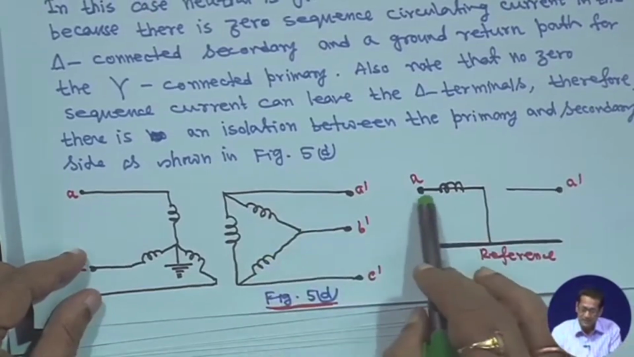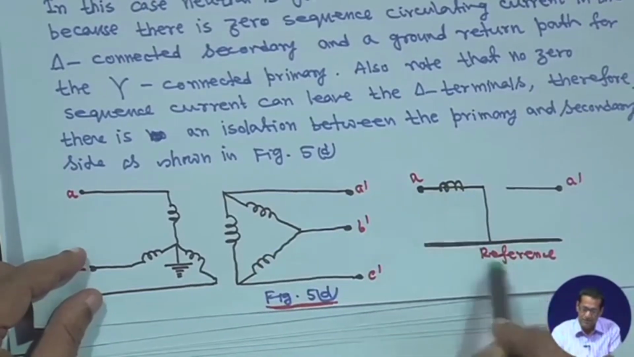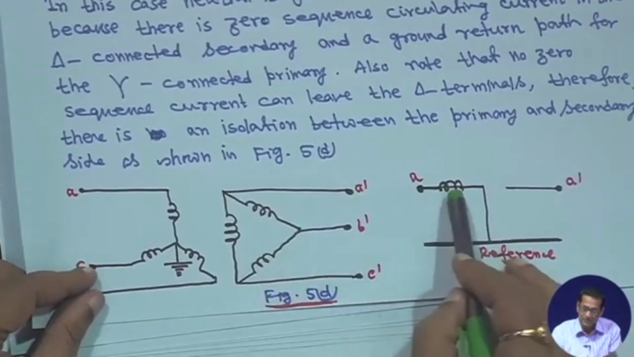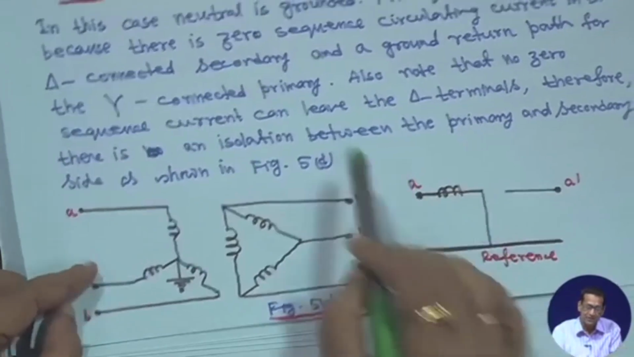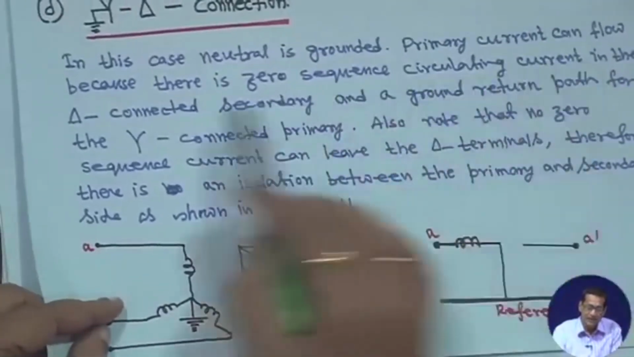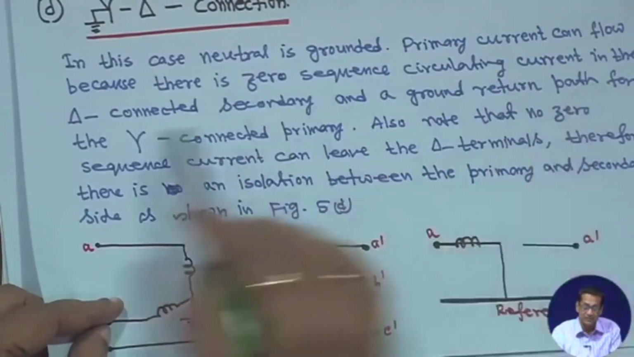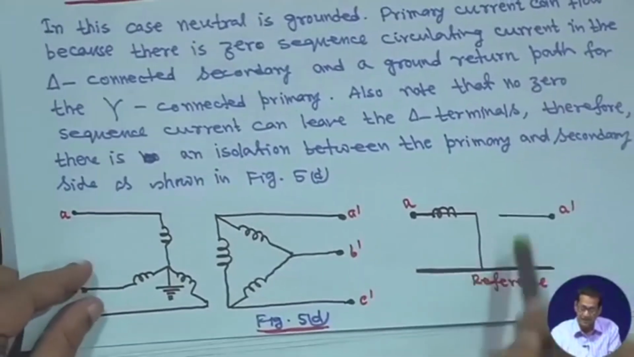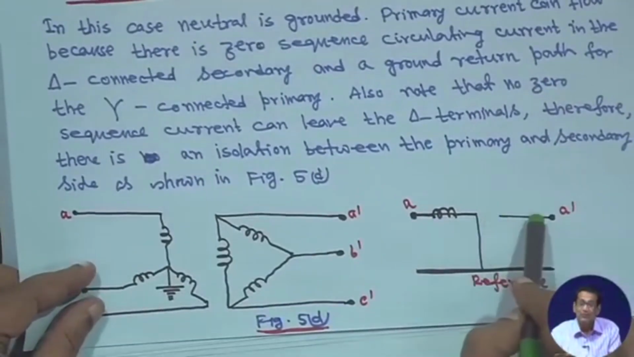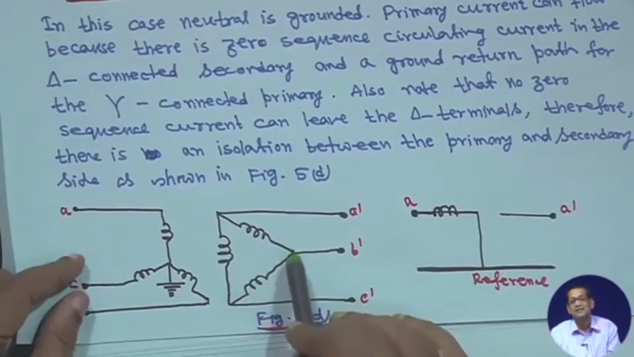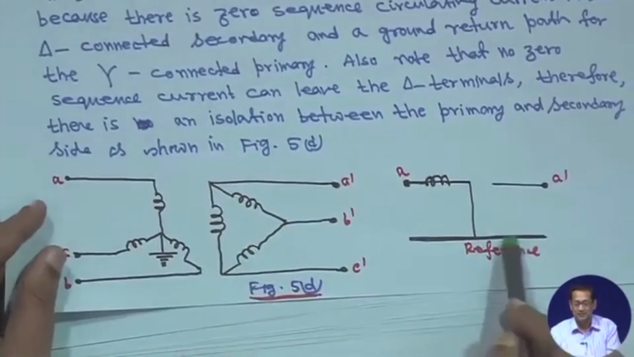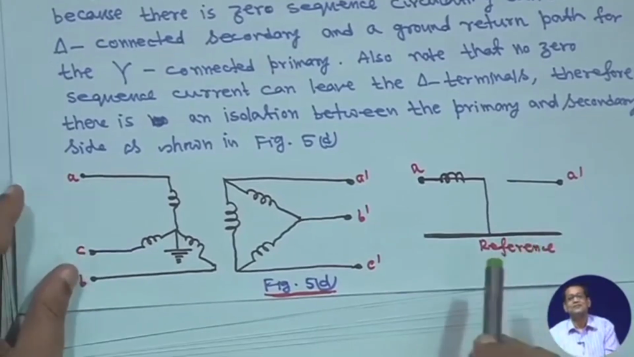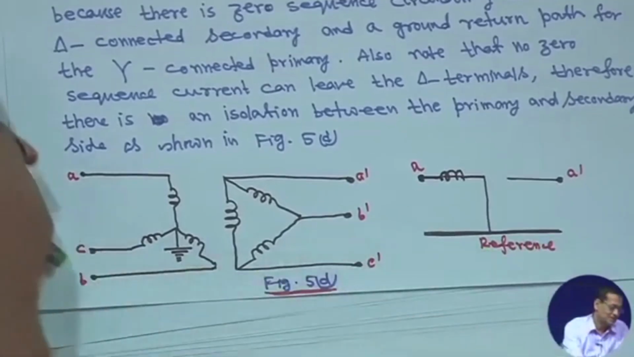Therefore, the zero sequence diagram for this connection will be: make the transformer reactance, connect it to the reference, right, because at the beginning I said primary current can flow because there is a zero sequence circulating current in the delta connection. So, connect it, but after that you leave it open because on the delta side the zero sequence current cannot leave the delta terminal. So, this is your zero sequence network diagram for this kind of connection.